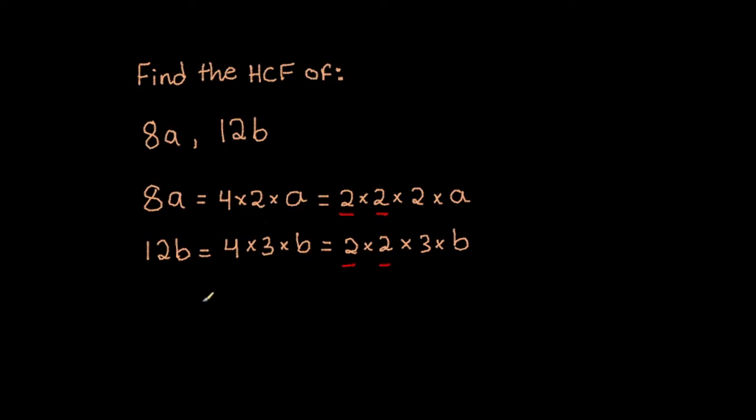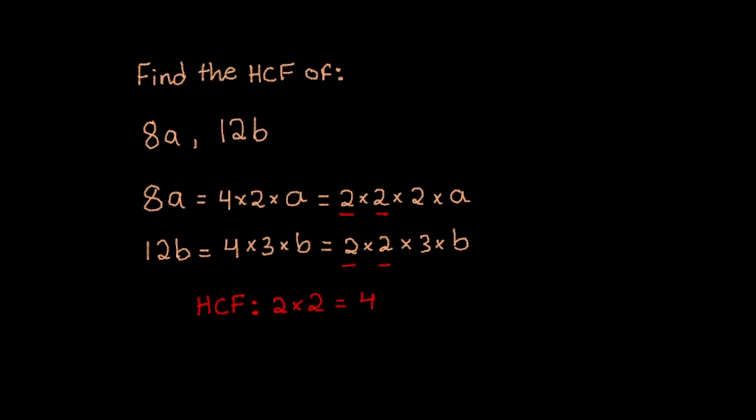So the highest common factor is going to be the product of the factors that we found here. And what are the factors that we found? We found 2 and 2. So it's going to be the product of 2 and 2, so 2 times 2, which is just equal to 4. And that's it. That's how we can find the highest common factor of these two algebraic products.